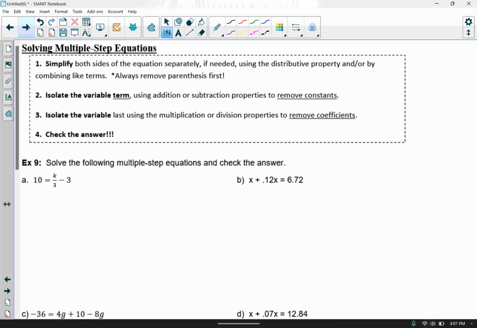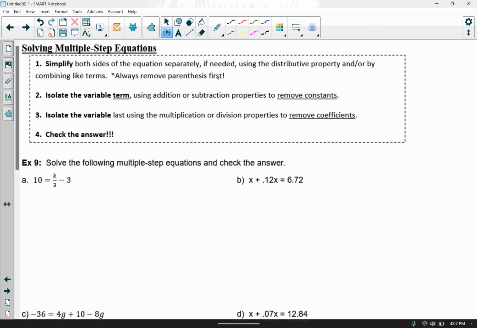Okay. Let's flip it over then. Last page. All that we want to pick up here on the last page is solving multi-step equations where you might have to combine like terms and then either add, subtract, multiply, or divide in order to solve your equations. I give you a little bit of a framework to work by. I say simplify on both sides of your equation separately if needed, using your distributive property, combining like terms.